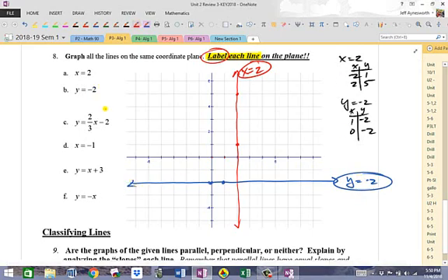All right, this one here, the slope is 2/3 and the y-intercept is negative 2. So we're going to start here at negative 2. We're going to go up 2, right 3. Up 2, right 3, and graph a line.